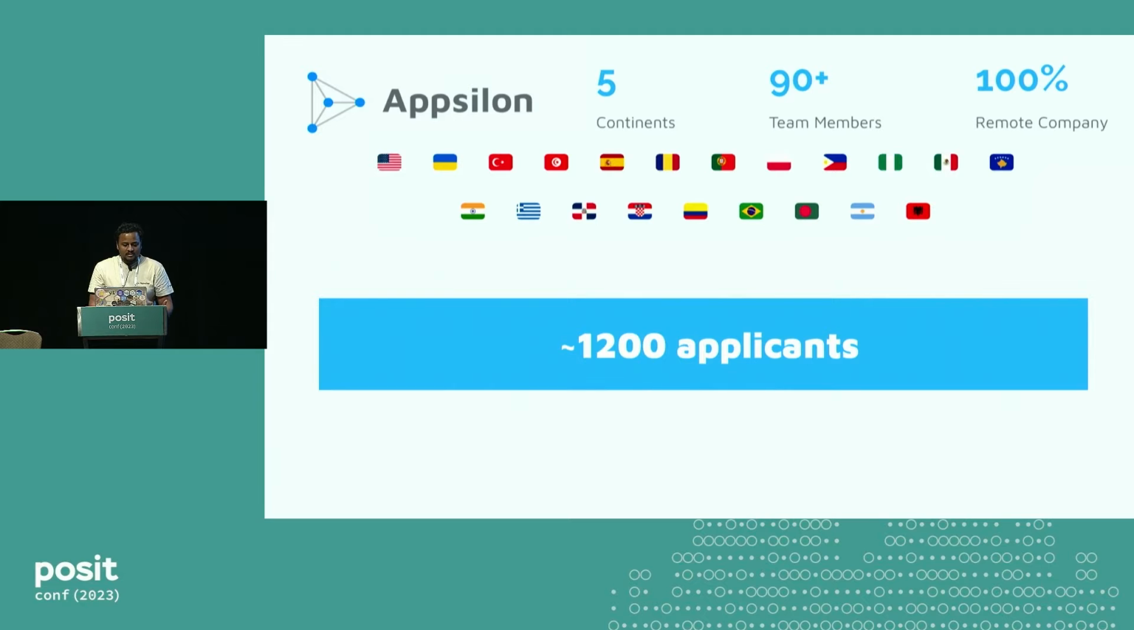Last year, over 1,200 applicants applied for the R Shiny developer role at Appsilon, and we hired over 30 Shiny developers that year. The volume of these candidates has helped us understand what to look for in a Shiny developer, and I'll be sharing some tips on how you can become a better Shiny developer.